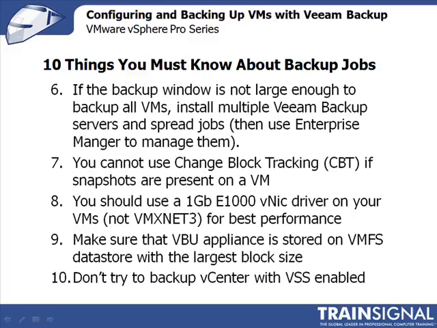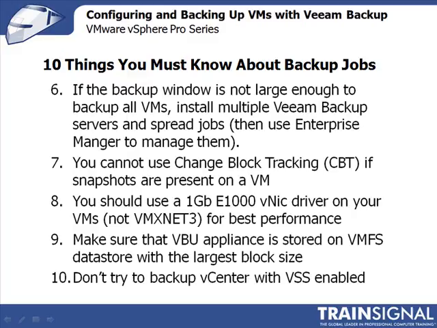Now, you cannot use change block tracking or CBT if snapshots are present on a virtual machine. So, know your environment, know what snapshots are out there, and create snapshots sparingly. Now, in number 8, it points out you should use a 1 gigabit E1000 virtual NIC driver on your virtual machines, not the VMXNET3 for best performance.